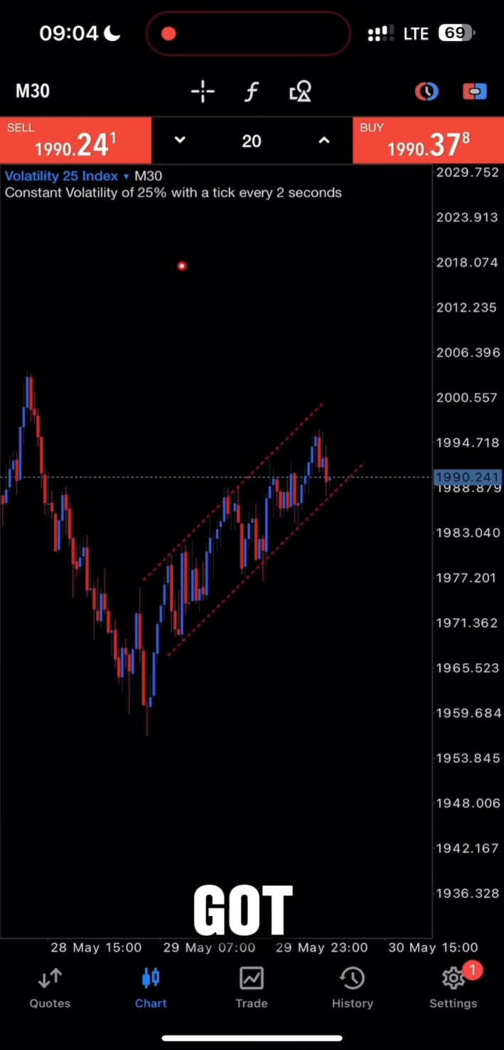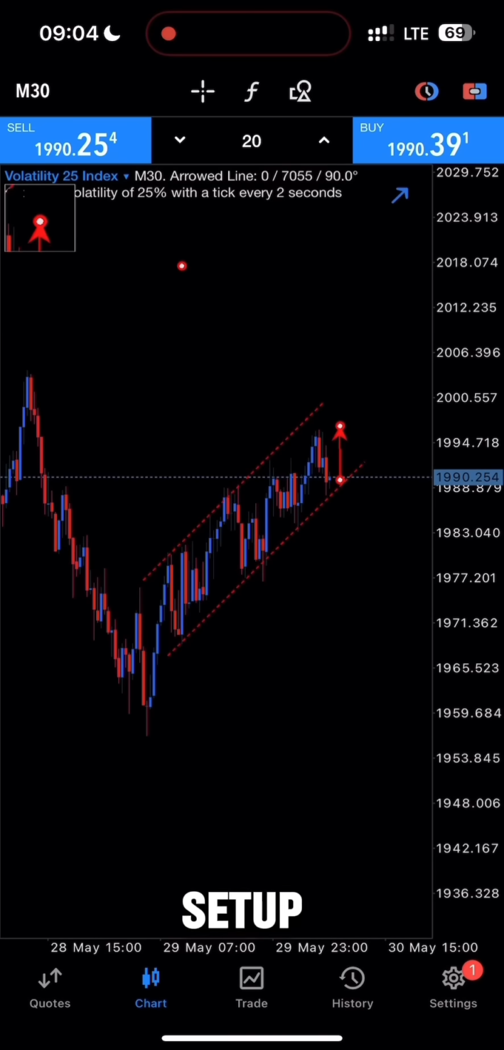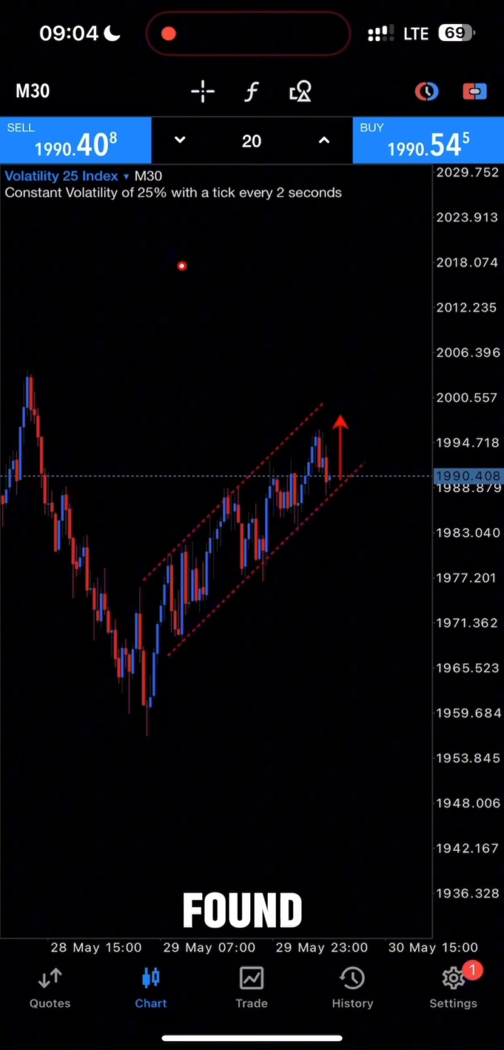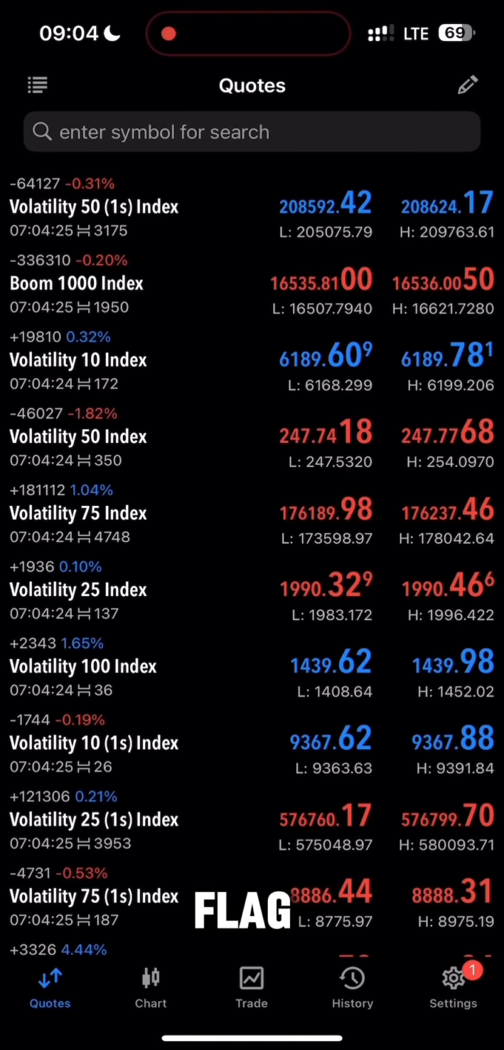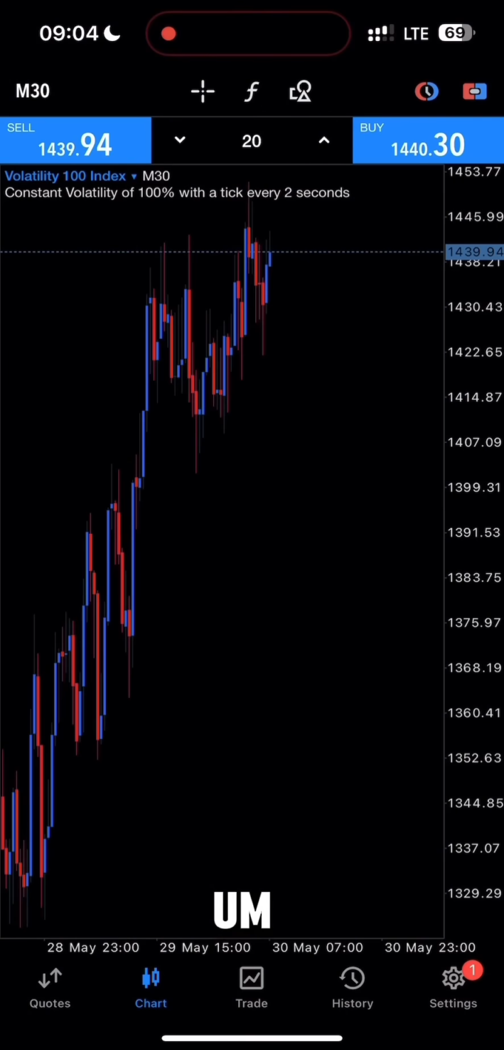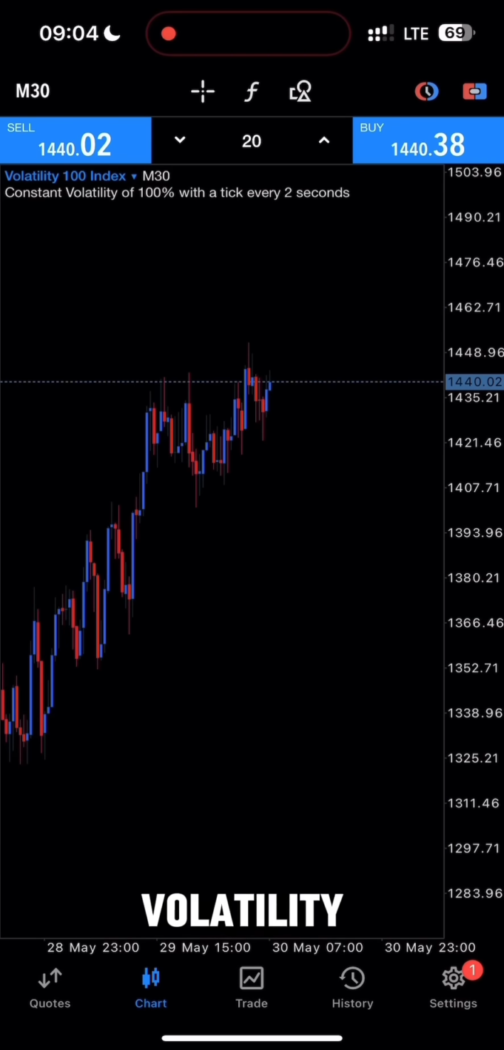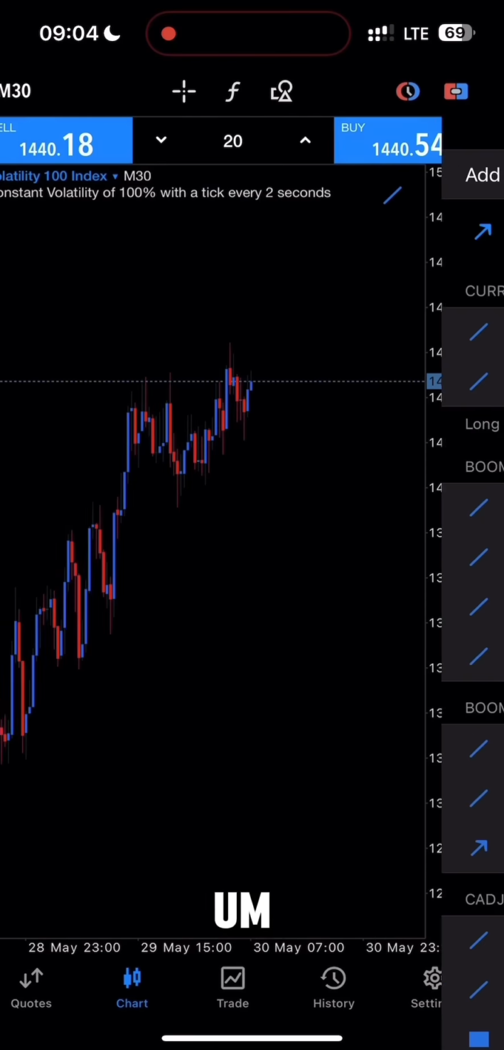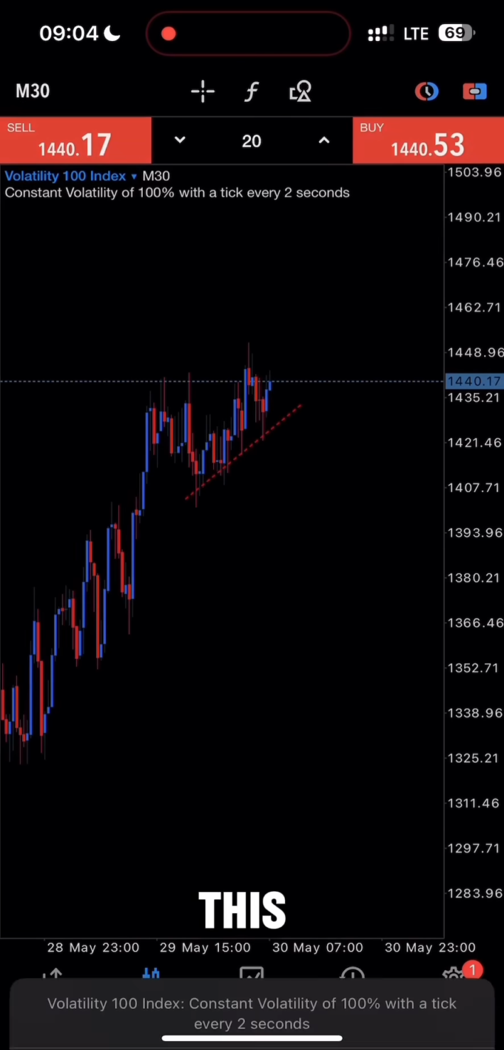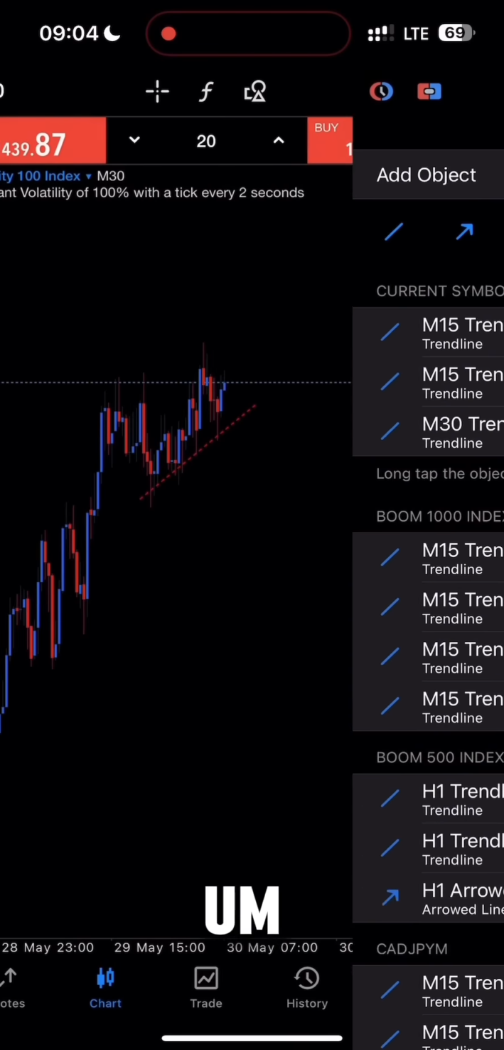So in V25, I've also got another setup which I have found for this flag, and let's move to another one for volatility 100. We've got another one as well. This one is a bullish flag.